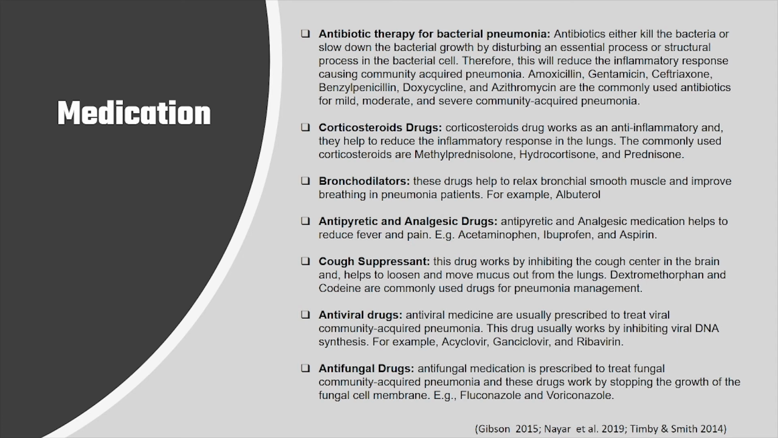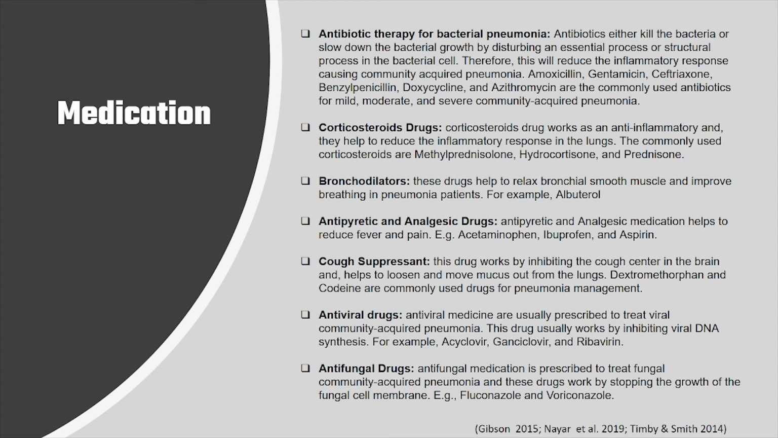Corticosteroid drugs are anti-inflammatory medications that help to reduce the inflammatory response in the lungs. The examples of this drug are hydrocortisone and methylprednisolone. Bronchodilators help to relax the smooth muscles in the lungs and dilate the airways, which helps to improve breathing. The examples of bronchodilators include salbutamol. Antipyretics help to reduce fever and analgesics help to reduce the pain, and examples are ibuprofen and aspirin.